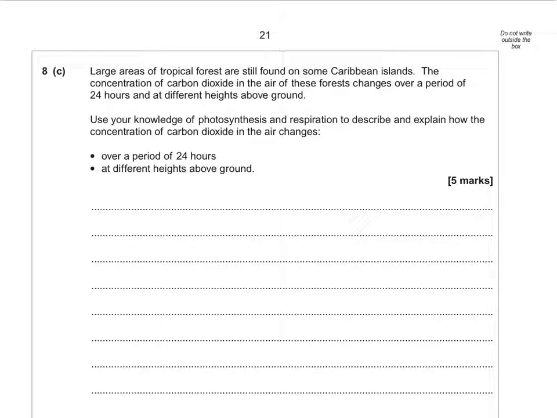Okay, 8C, again, in the examiner's report they say that this was a really good discriminator, providing a good spread of marks. I think there were some really good answers here, providing detailed accounts of the relative effects of photosynthesis and respiration on the concentration of carbon dioxide over 24 hours and at different heights. However, I think some of you, again, because you didn't talk specifically about what they wanted, which was over the 2 bullet points, missed certain marks there.